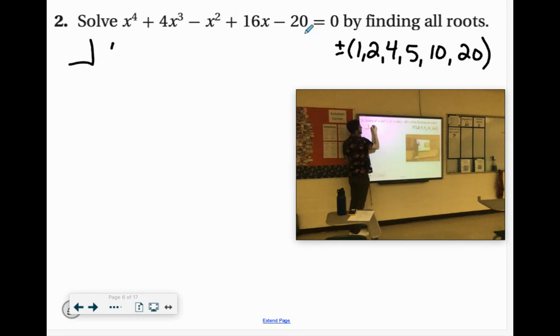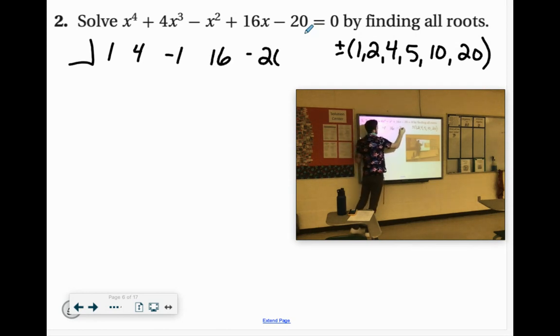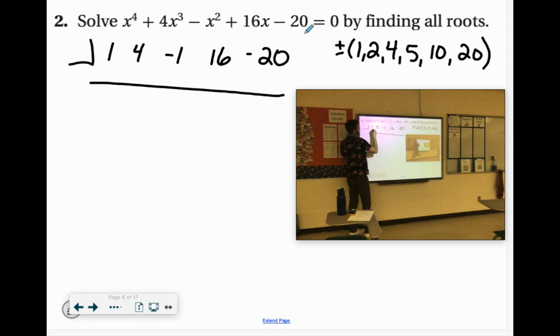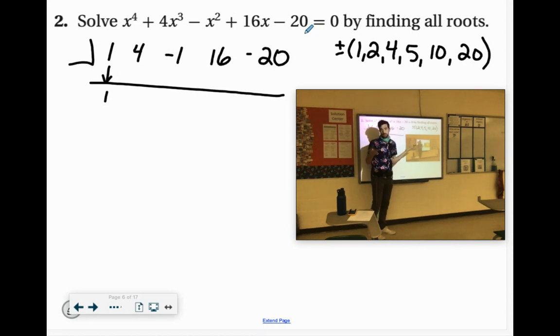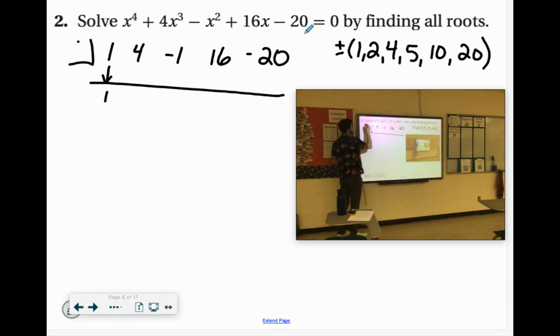Let's set up our synthetic division. 1, 4, negative 1, 16, negative 20. We're going to need a positive 20 over here somehow. I'd be really surprised if we'll try one. We'll see if that works. So let's try out 1.